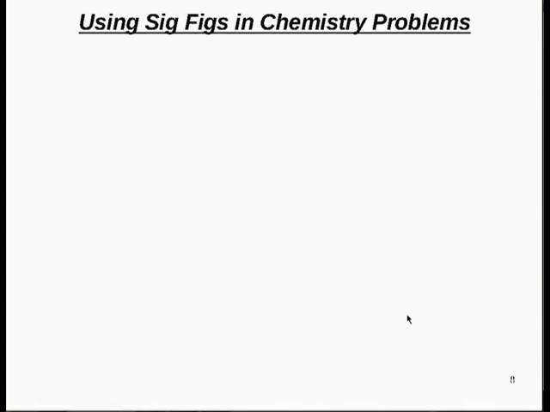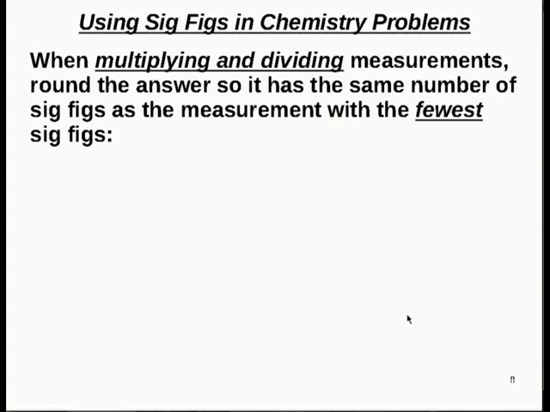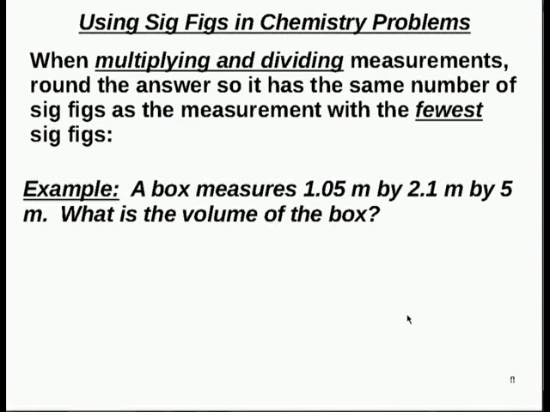Okay? Now, when you are multiplying and dividing, it's a little bit different. You round the answer so that it has the same number of sig figs as the measurement with the fewest sig figs. Okay. So a box measures 1.05 meters by 2.1 meters by 5 meters. What's the volume of the box? Now, again, as a chemist, I'm looking at this and thinking, did somebody really take a box and measure it with one ruler that was precise to the hundredth of a meter, and one ruler that was precise to the tenth of a meter, and another ruler that just gave you meters?